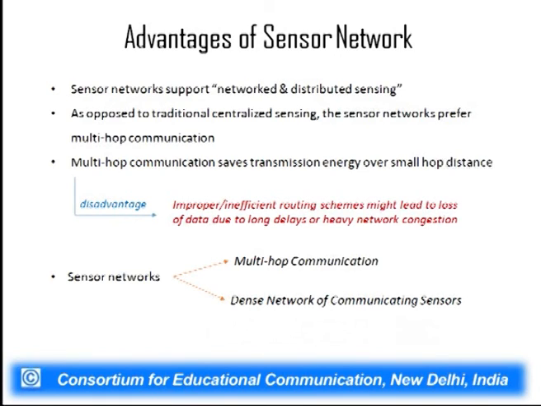So, the advantages of sensor networks. Here the sensor network is regarded as a networked and distributed sensing environment. Why networked and distributed? It means that the sensor nodes are all connected to each other, thereby forming a closed networking platform. Networking means a node can provide its information and relay it towards a particular destination station.